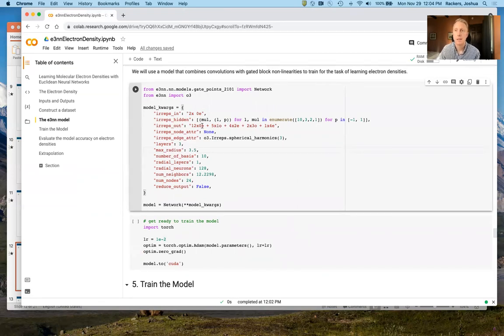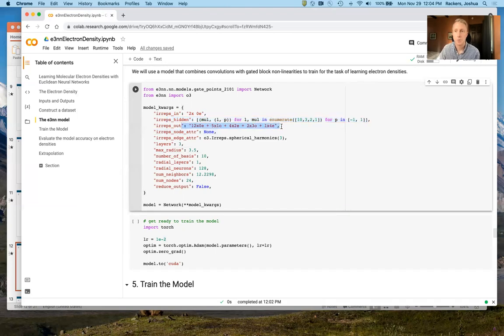And this is going to tell us essentially how big the network is. So in this case, I'm saying I want 10 scalars, 3 vectors, 2 rank 2, and 1 rank 3. And this negative 1, 1 is just telling me that I want the even and odd versions of each. So this is a hyperparameter. You could change this, and this would be a key place to try to make the network more accurate.